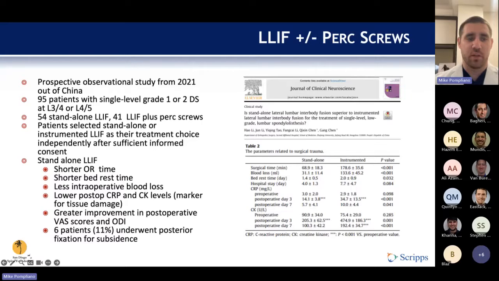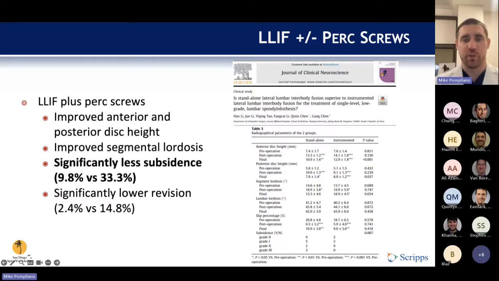However, either way, they did find standalone lateral interbodies had shorter OR time, shorter bed rest time, less intraoperative blood loss, lower post-op CRP and CK levels, which they postulated were markers for tissue damage, as well as greater improvement in post-op VAS and ODI. And then they did note that 6 patients, or 11%, had to add posterior instrumentation for subsidence.